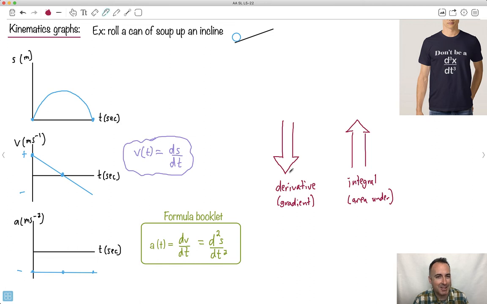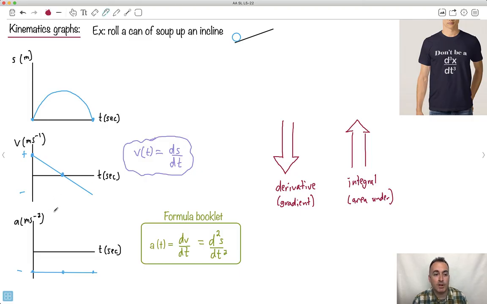And what's kind of cool, the units work out. Watch carefully. If I do the gradient of this, doesn't the gradient have units of y over x, so it's like meters per second? Hey, that's the units. And if I take the gradient of this one, isn't it these y's divided by these x values? So it's meters per second divided by seconds. That's why it's meters per second squared.